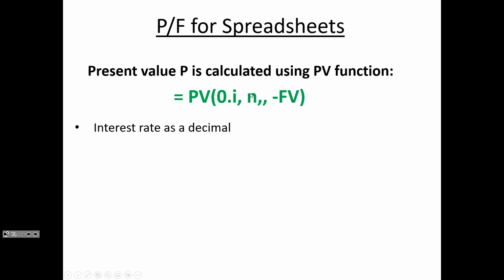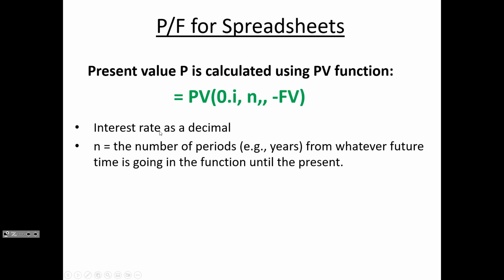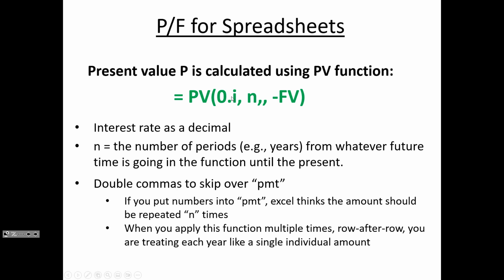So if instead you're trying to translate just a single lump sum value to the present, then you should put that single lump sum value in the FV field. And of course the minus sign for the reasons that we've talked about before. So interest rate is a decimal, the number of periods may be years, it may be months, whatever the period duration is. Excel is just talking about periods. We use the double commas to skip over the payment field, and it assumes the sign change, and so we have to manually override that.